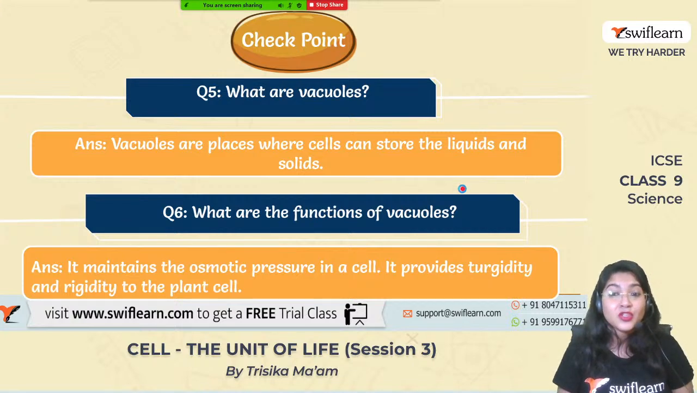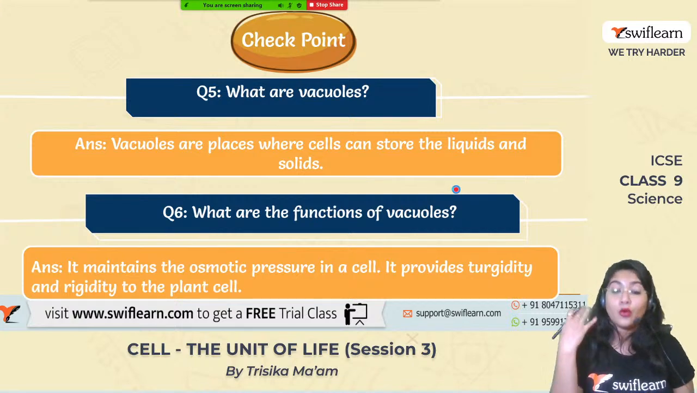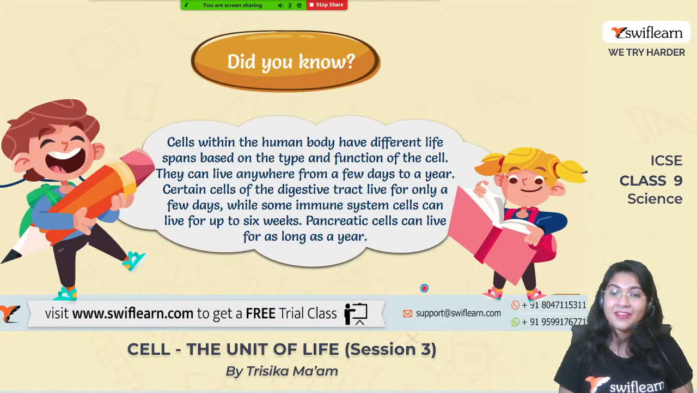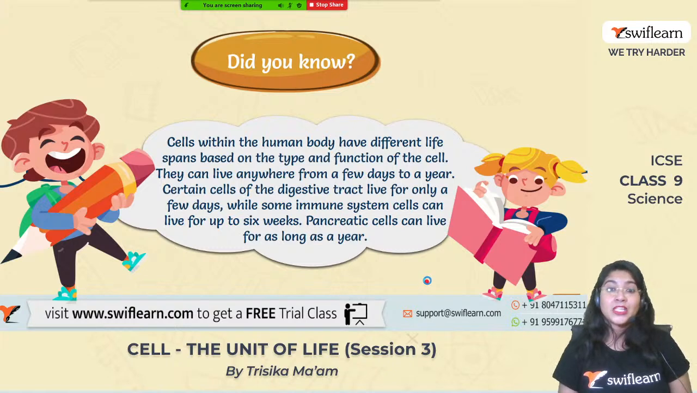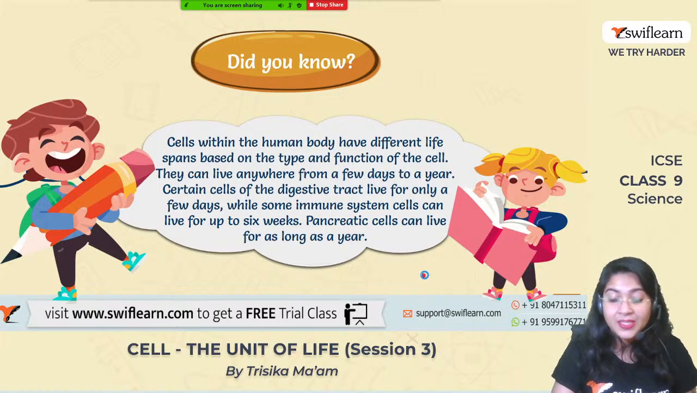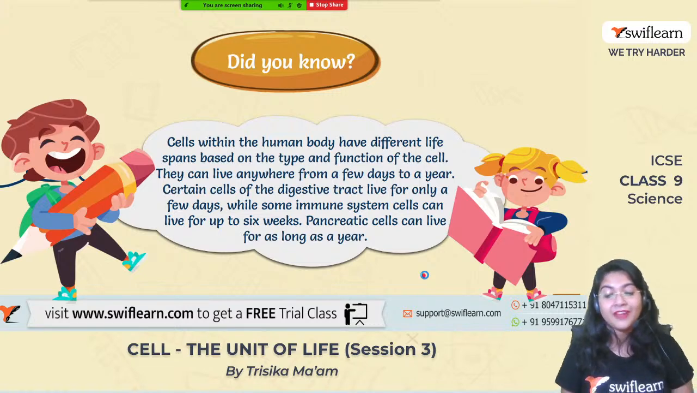Now, what is the function of the vacuole? They maintain the osmotic balance within the plant cell, as well as they provide the turgidity and rigidity to the plant cell. These are the main functions of the vacuoles. Fine. So now let me tell you a very important fact about the cell. Okay, so we have studied a lot about the cell, right? Yes, vacuoles are present in both. They store the food. Very good. Yes, Vaishnavi, you are so correct.